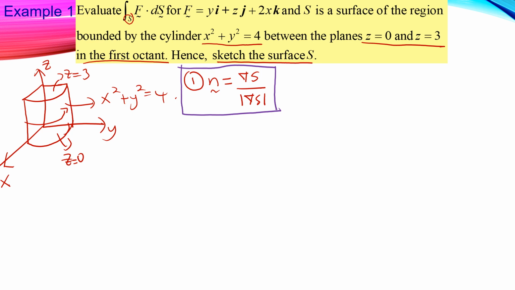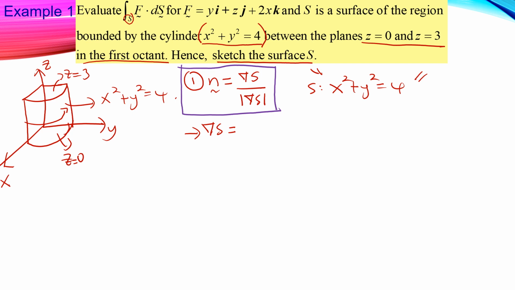So, find gradient S. Gradient S is where you partially differentiate the surface. The surface given in the question is x squared plus y squared equal to 4. You're going to evaluate this surface because the question says the surface is the region bounded by the cylinder x squared plus y squared equal to 4 between these planes. So the surface that you're going to solve is just x squared plus y squared equal to 4. You're going to find the amount of vector flowing through this surface only.